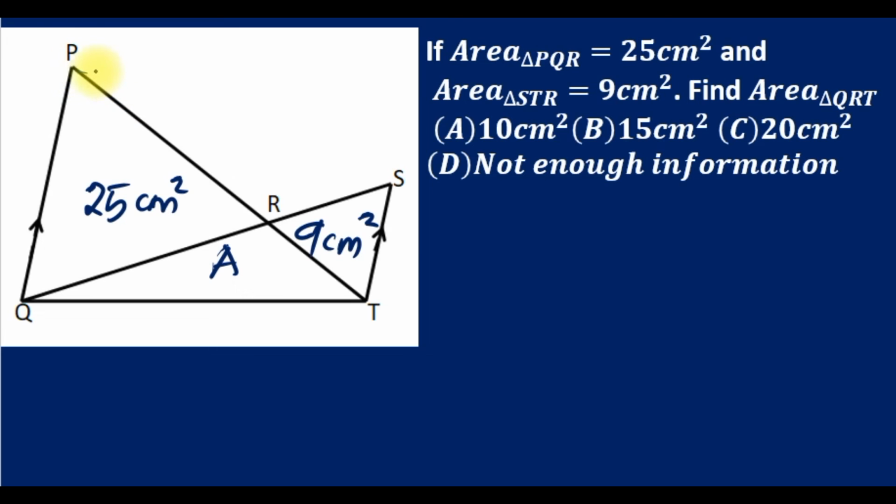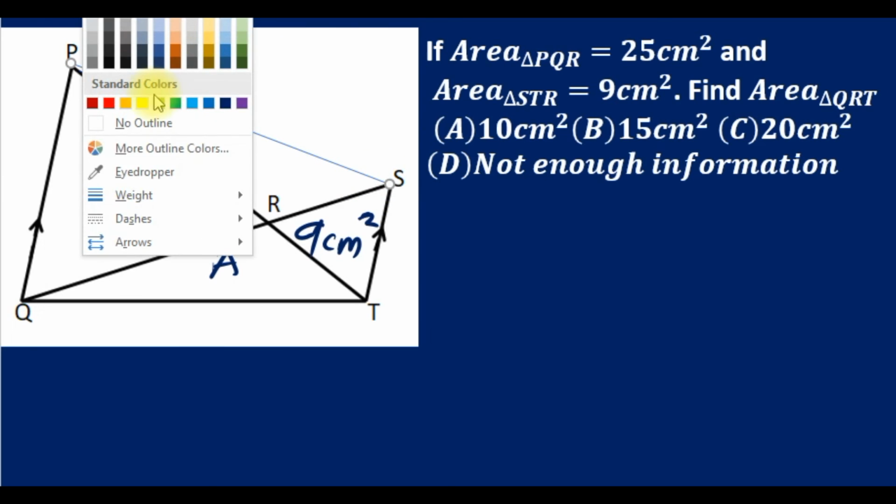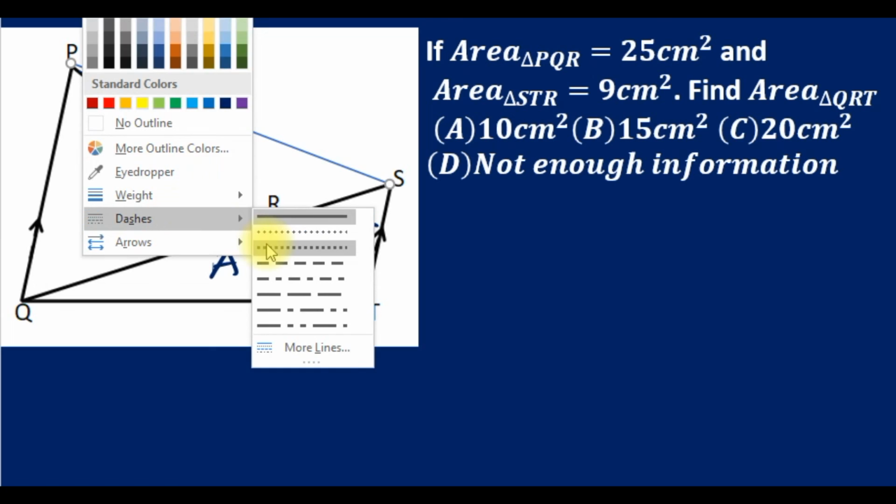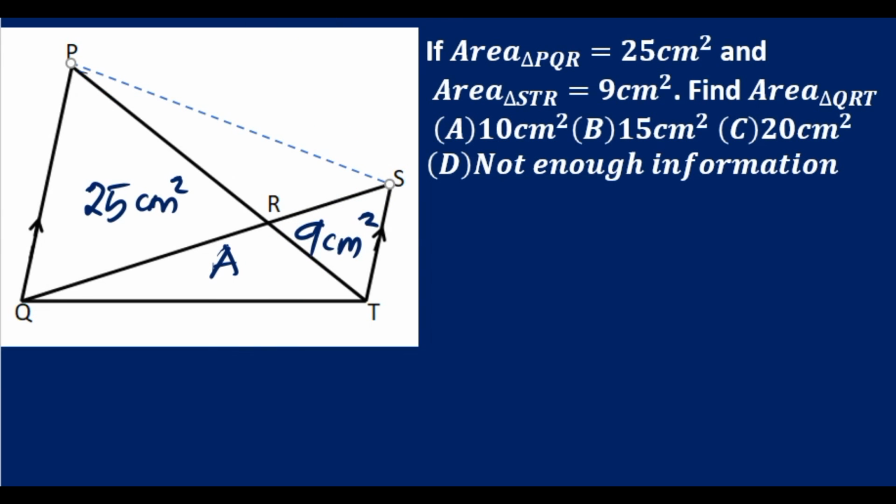So we join PS. What do you notice? We form a quadrilateral, and this line is parallel to this, so it is a trapezium. Do you remember from the theorem that we derived that the product of these two is always equal to this? And again, we've proved that area PRS is the same thing as area QRT.